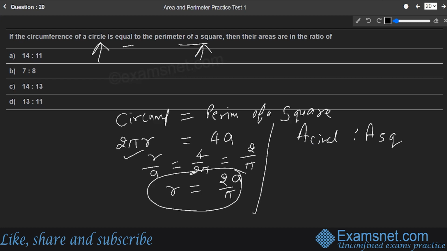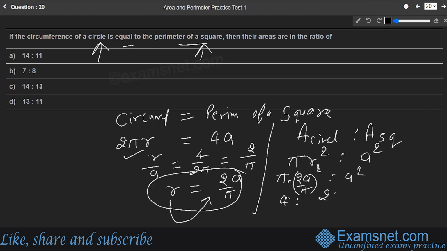Area of circle is given by pi r square, so it's going to be pi r square is to side square, that is a square. We have transformed r in the form of a, so we can replace this r's value. So it is going to be pi into (2a by pi) whole square is to a square. Let us solve this further. This is coming out to be 4 by pi is to 1. If we put the value of pi as well, this is coming out to be 4 is to 22 by 7. If we further simplify, this particular ratio becomes 14 is to 11. So that is going to be the right answer. 14 is to 11 is the ratio of the area of circle to the area of square, which is available in option number A.